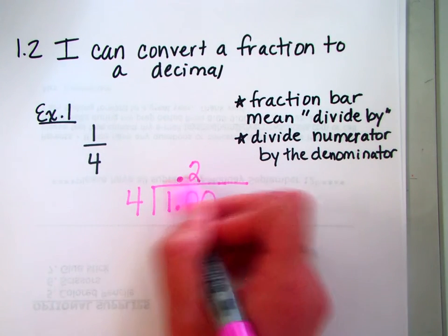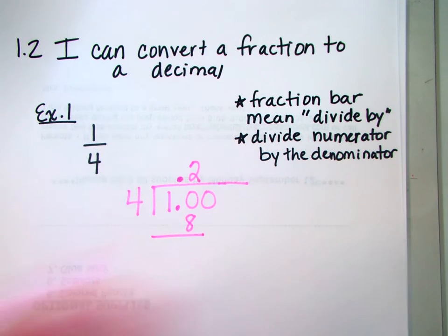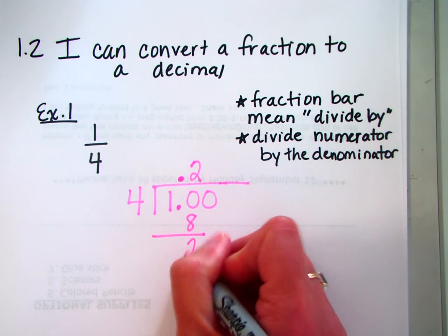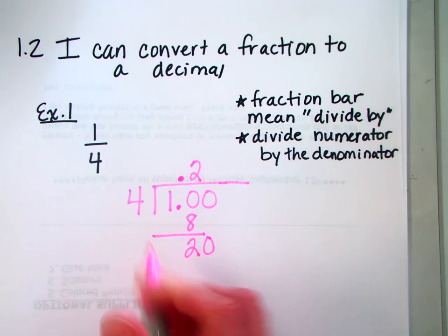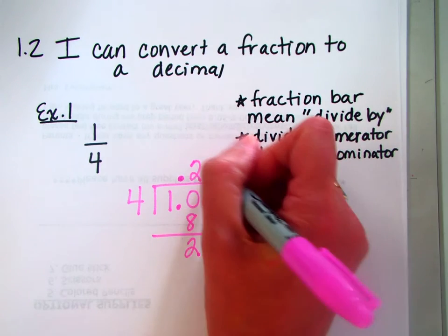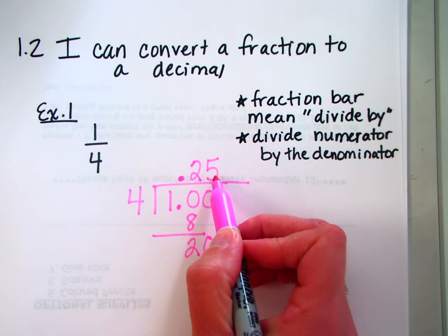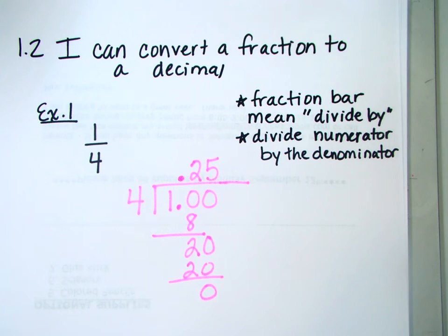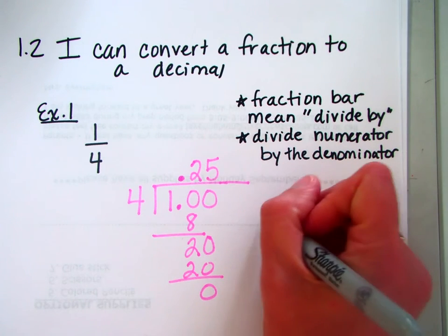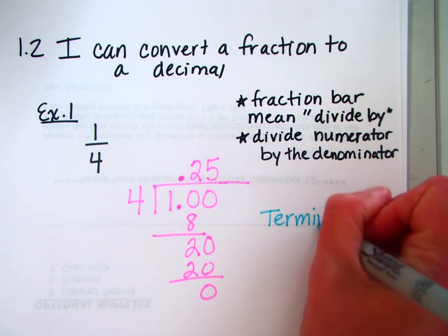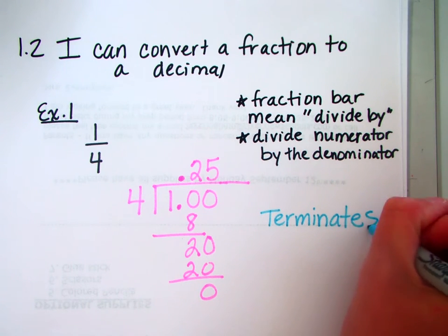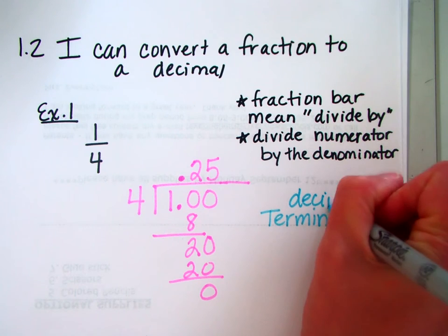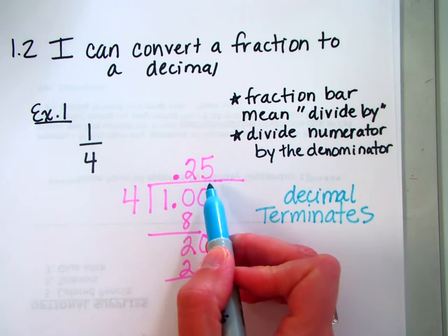Multiply. 2 times 4. Bring that down. Yep, subtract. Bring down our 0. Does 4 go into 20? 5 times. And you want to keep going until you get that remainder of 0. Alright, when we get that remainder of 0, this is an example of a decimal that terminates. Decimal terminates, it stops, we're all done.